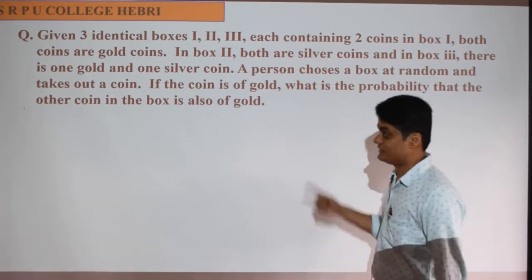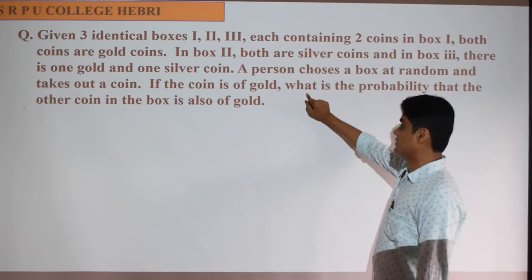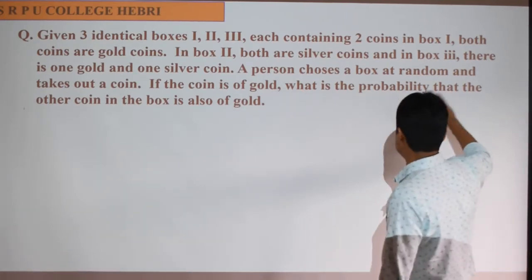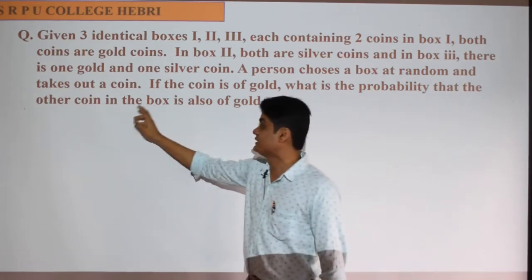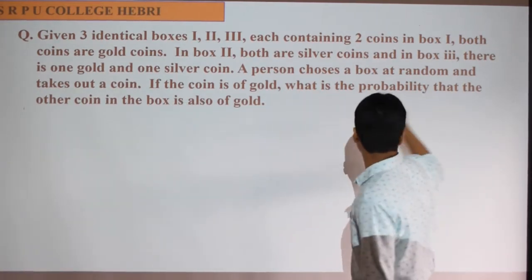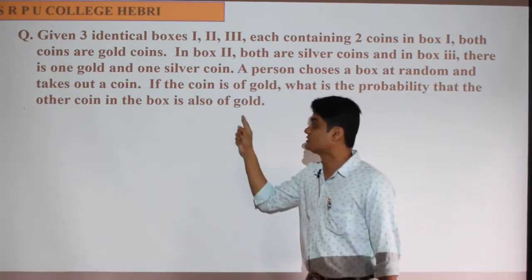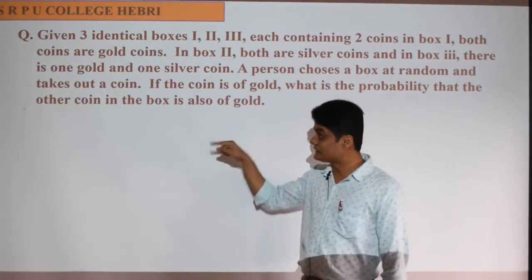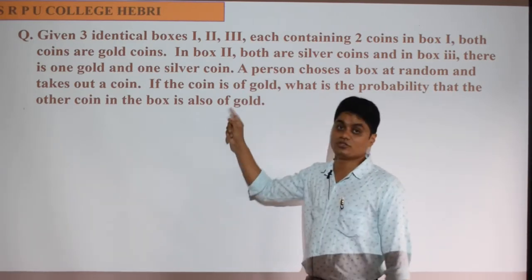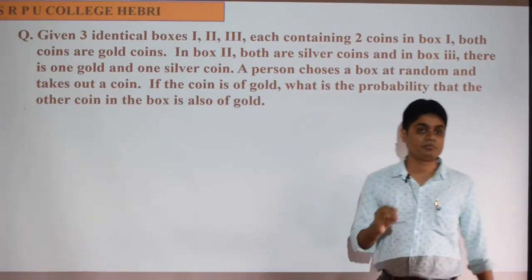But the question is different, look. If the selected coin is gold, what is the probability that the other coin in the box is also gold? Understood? Here there is a condition. So it is not a total probability problem, it is a Bayes theorem problem.